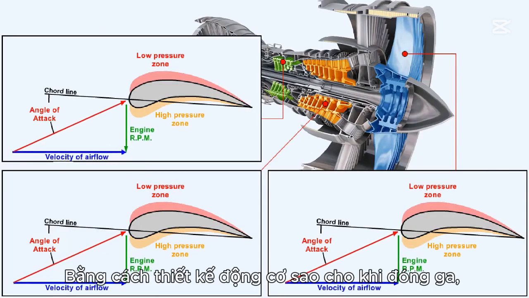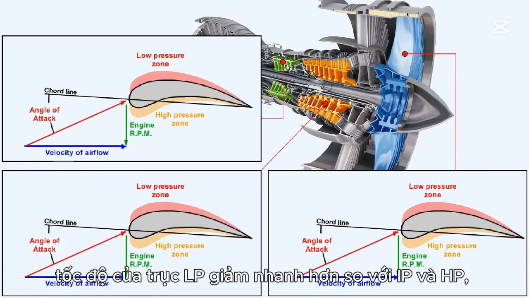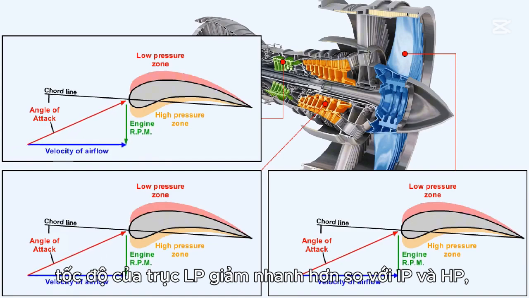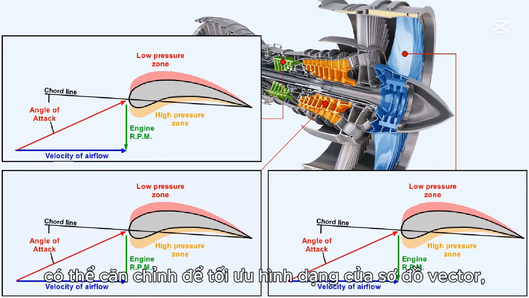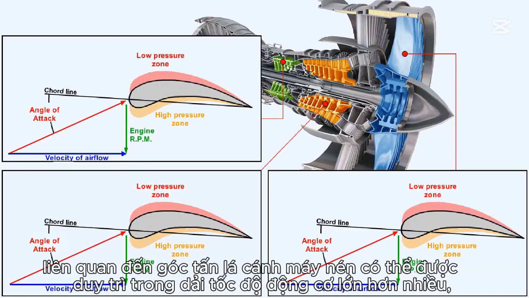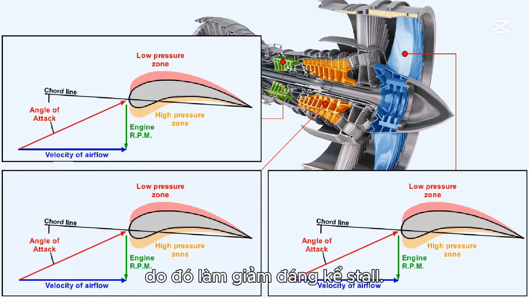By designing the engine so that, upon closing the throttle, the speed of the low-pressure spool falls off more rapidly than the intermediate pressure and high-pressure spools, it can be arranged that the optimum shape of the vector diagram relating to compressor blade angle of attack can be maintained over a much greater engine RPM range, thus greatly reducing the chance of compressor stall.